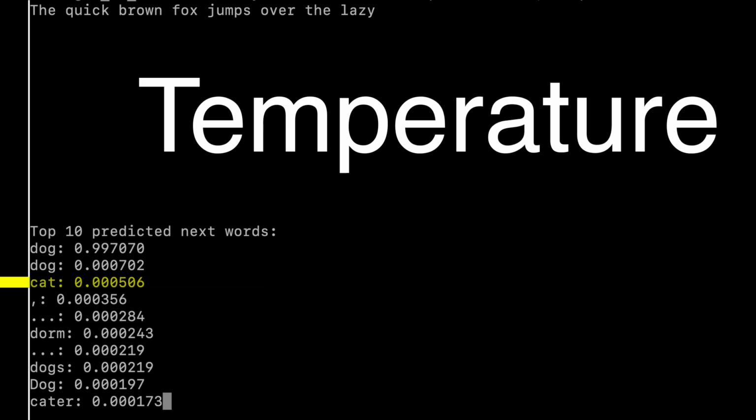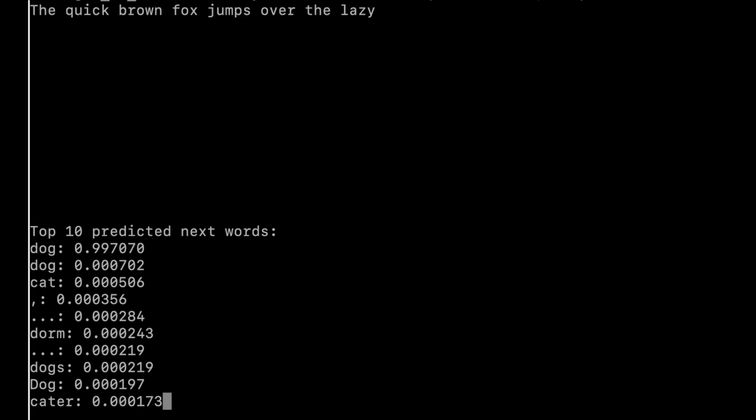Then if we reinforce a word that's not the most likely, it will become closer to the most likely the next time the language model runs. So if we select cat in this example, the next time we ask the model, the quick brown fox jumps over the lazy, the cat probability will be a little bit higher.